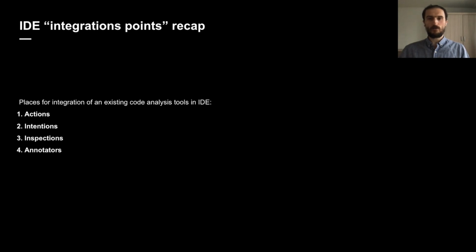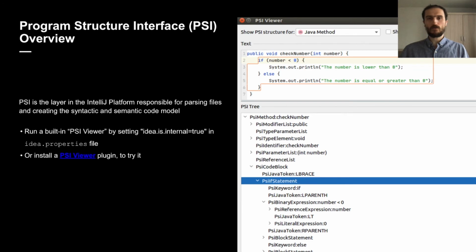We've talked about how to create a new plugin and pick the right place to put a call into your library to do the analysis and get the results back. But we can take it to the next level and integrate even closer by leveraging the IDE's rich internal model of the source code. Program Structure Interface, or PSI, is an in-memory representation of source code. It's a syntactic and semantic model that powers so many IDE features, such as go-to declaration, find usages, refactorings, code completion, and so on.